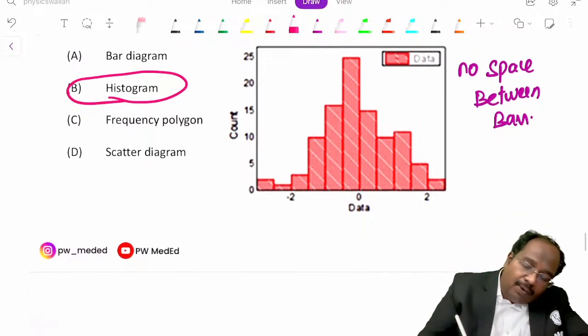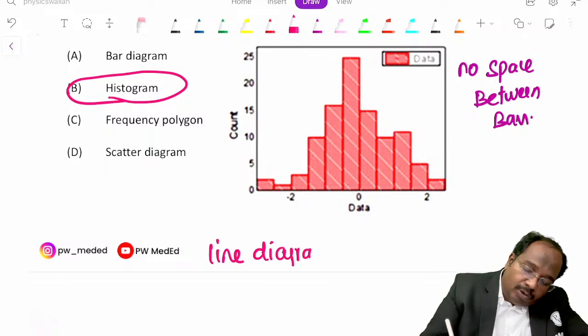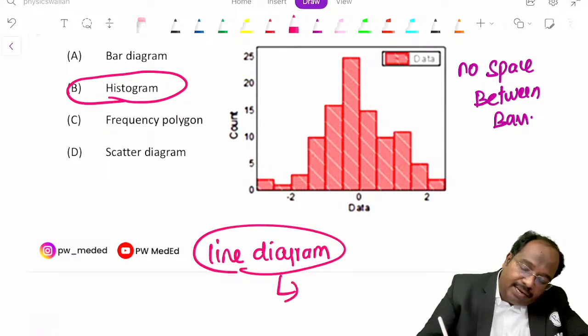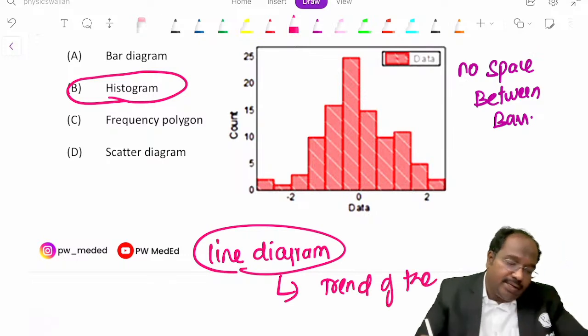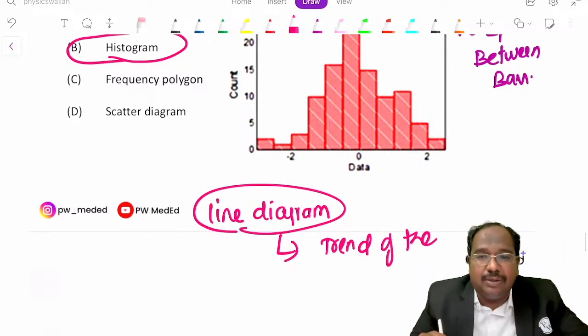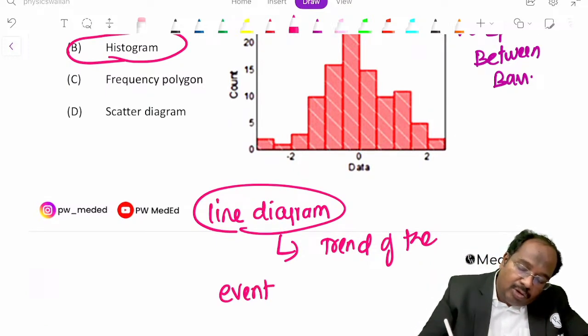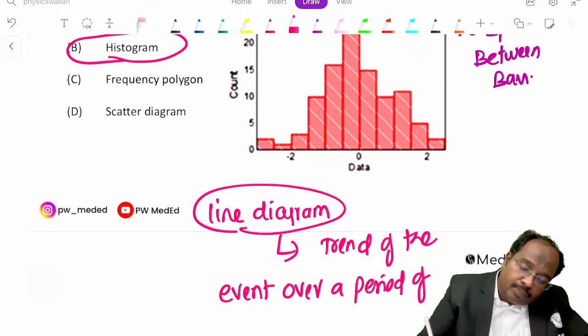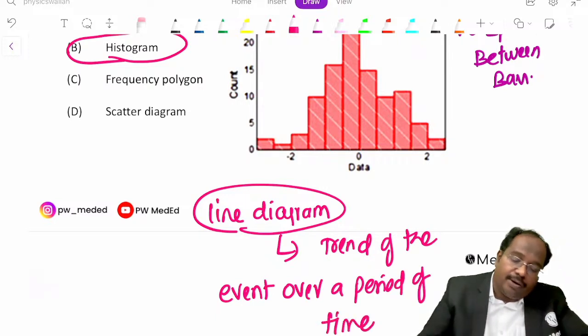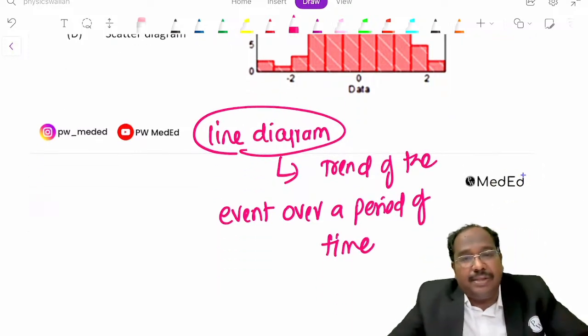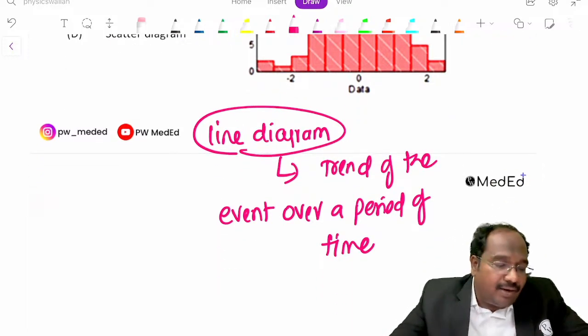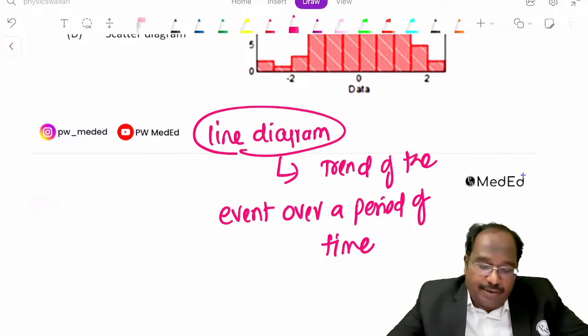Next, we have one more diagram called the line diagram. A line diagram will tell you the trend of an event. For example, what is the trend of COVID cases in the last 1 year? The trend of the event over a period of time. This is a line diagram, guys. A line diagram will give you the trend of the event over a period of time.